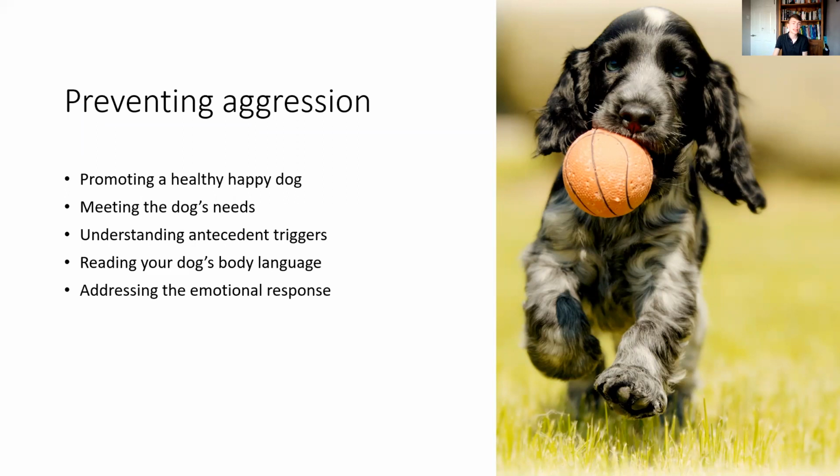And it's also really key to understand the antecedent triggers. By antecedent triggers I mean those triggers that happen before an aggressive response, those things that cause the aggressive response to happen. It's also really good to be able to read your dog's body language so you know that your dog's starting to experience some fear and you can remove them from that situation. And we're going to look at what body language signals you want to be looking for in those cases.